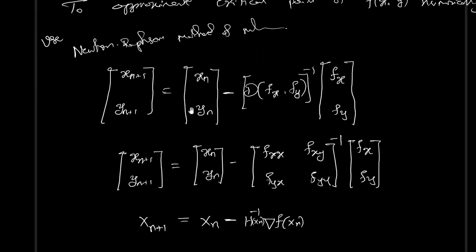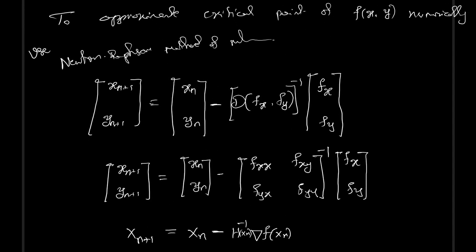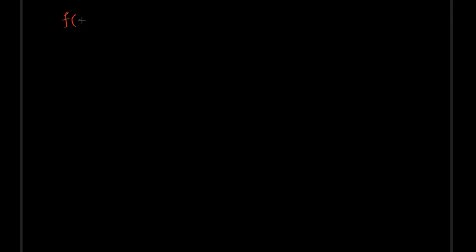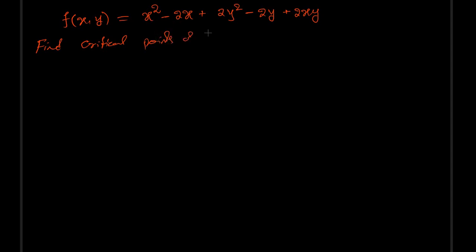Let us apply this to a problem. The given function is f of x comma y equals x square minus 2x plus 2y square minus 2y plus 2xy. The question is to find the critical points of f, first directly, and second using the Newton-Raphson method.